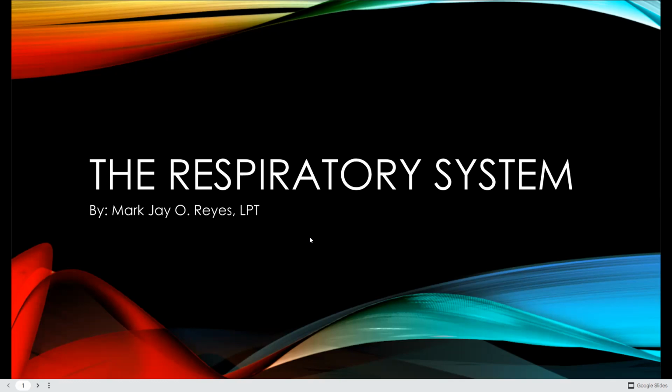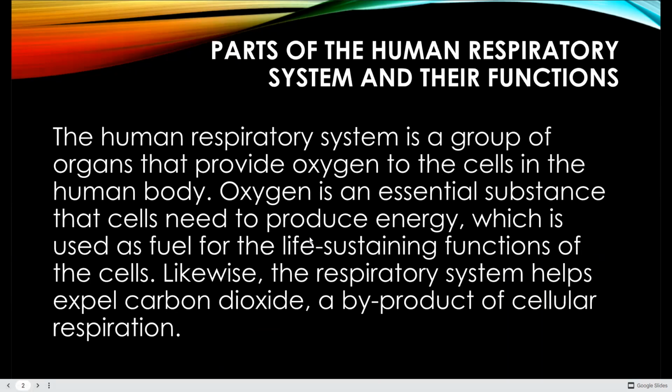Okay. Let's have the respiratory system. Sir, why do we need to have a respiratory system? In fact, we already have a circulatory system. Let's take a look at this one. Okay. First, the human respiratory system.